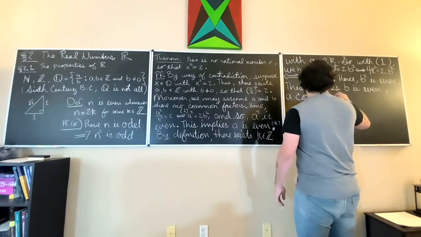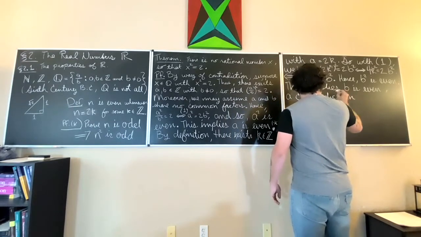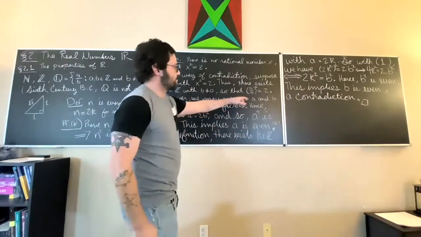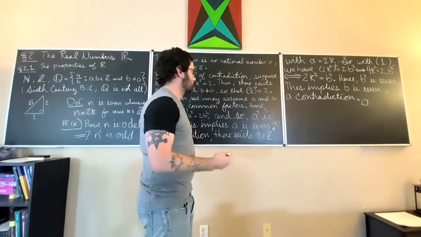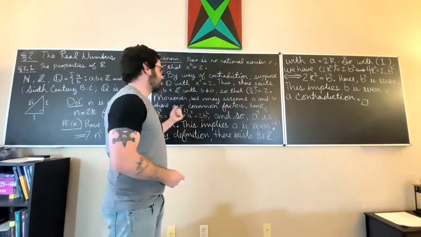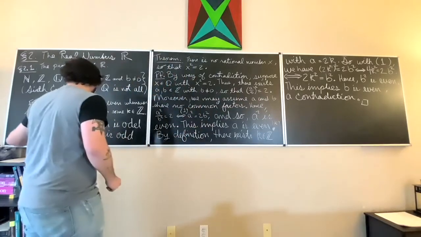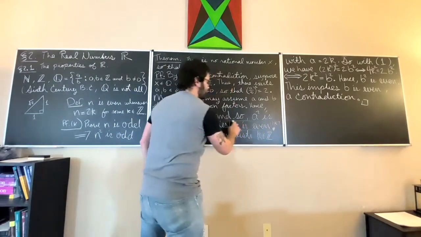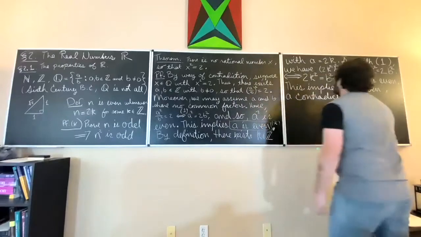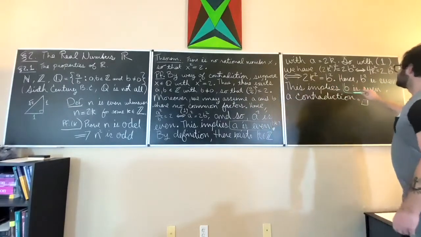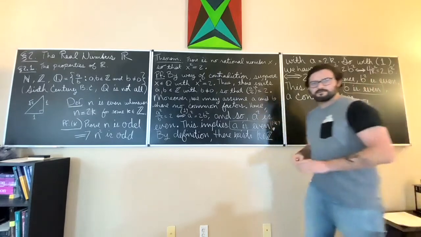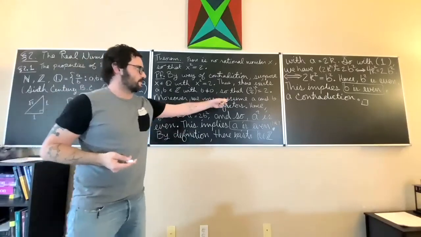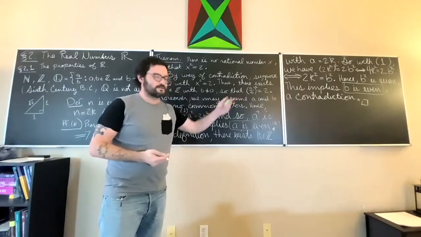And why is that a contradiction? Because they share no factors. Right. So we assumed that we reduced a over b as far as we could, which means that a and b share no common factors. But then here we have that a is even, so it has a factor of 2. And b is even, so it has a factor of 2, which means that they share a common factor, which is a contradiction because they don't share a common factor, because we assumed that we reduced that ratio.